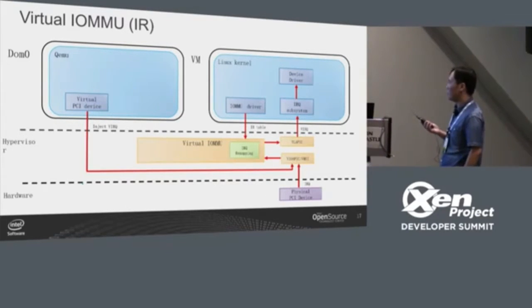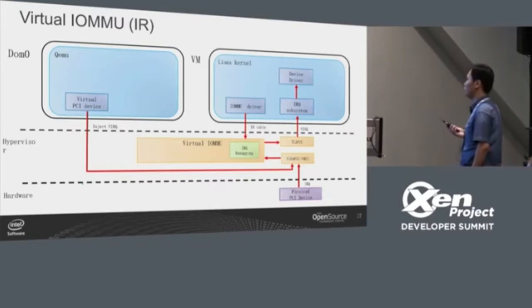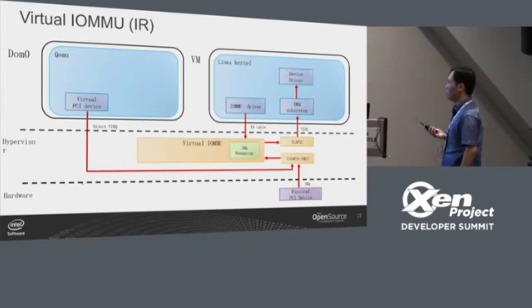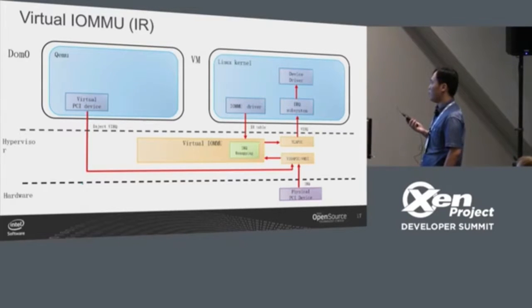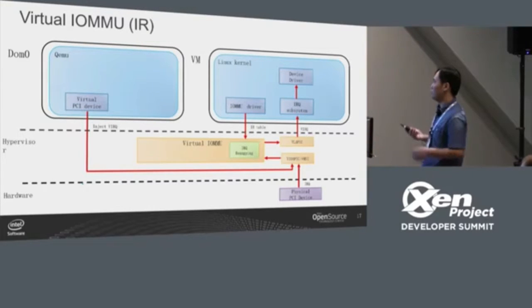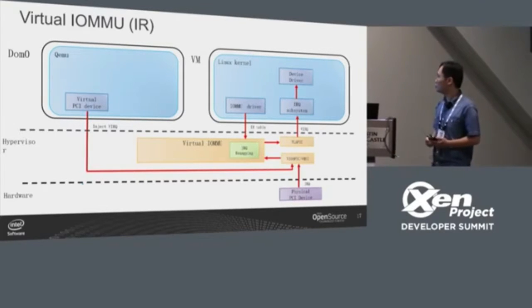In the traditional way, this model will find the target virtual local APIC and inject the virtual interrupt. But in the interrupt remapping mode, it needs to consult with the virtual IOMMU to find the target virtual local APIC and then inject the virtual interrupt. This is all our design for the virtual IOMMU.